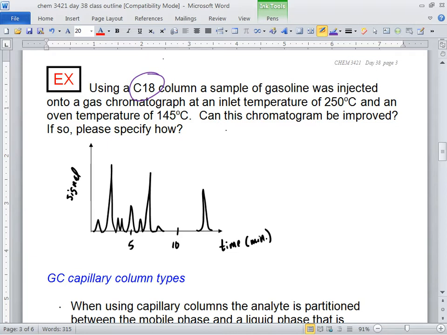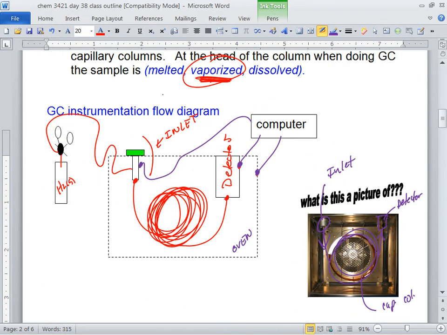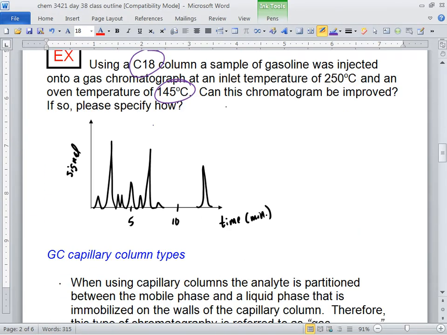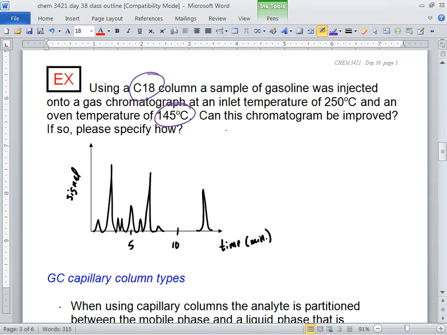So the oven meaning oven's at 145. So that means this big box is at 145 degrees. And they said this inlet was at 250 degrees. Okay, that's fine. Well, they got some results. I mean, they got some peaks. And they're just saying, well, how could this thing be improved?